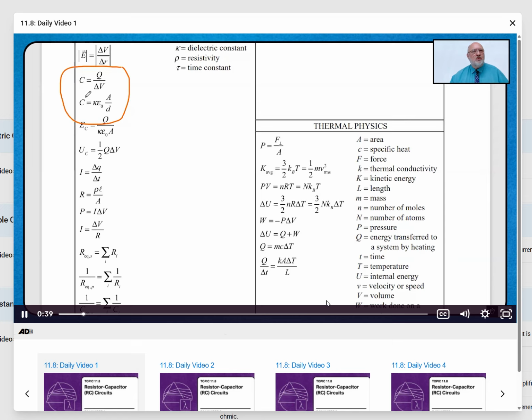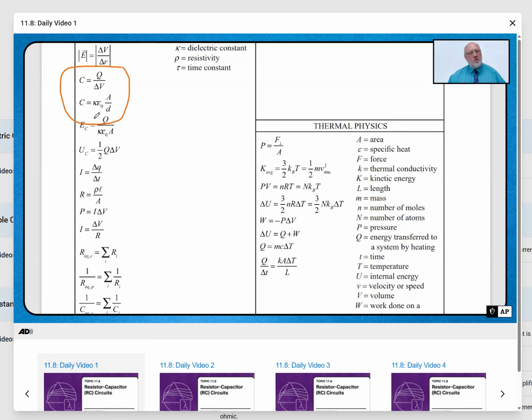You don't have any control over the variables in the second equation. Somewhere in some factory where they made the capacitor that you're going to use, they decided how big the area of the plates were going to be. They decided how far they were going to separate the 2 plates from each other, and they decided what material was going to go between the 2 plates to separate them. That's this kappa right here, the dielectric constant. So all of those variables were set long before you ever got your capacitor.